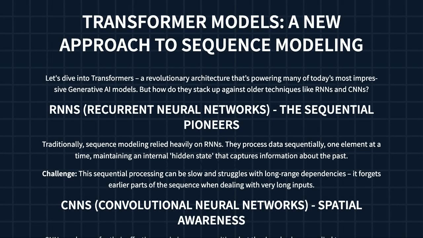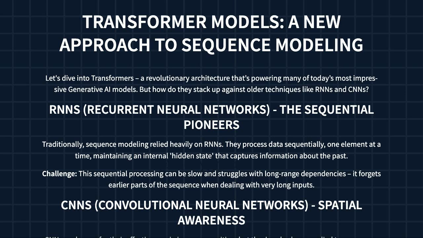Okay, let's talk about transformers. For a long time, RNNs were the go-to for handling sequences like text or audio. They process things step by step, remembering what came before. However, RNNs had a big problem. They could forget earlier parts of a long sequence. CNNs tried to tackle this with local filters, but didn't really understand relationships between words in the entire sentence.